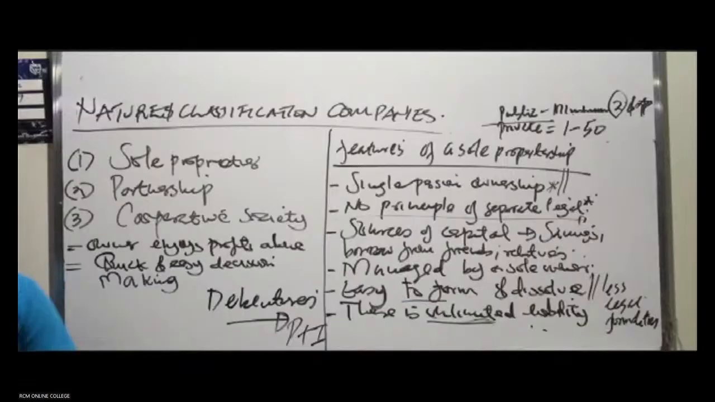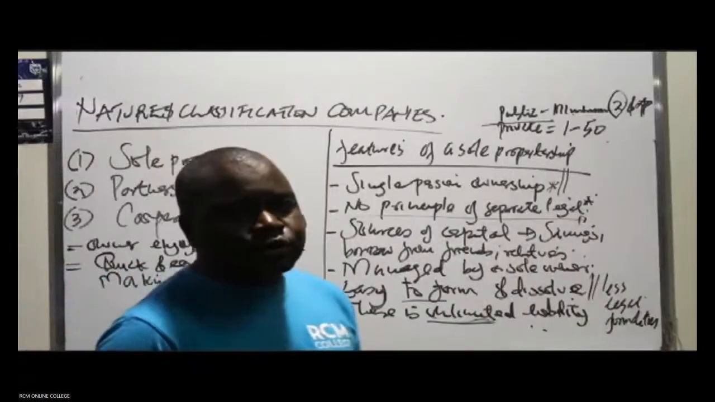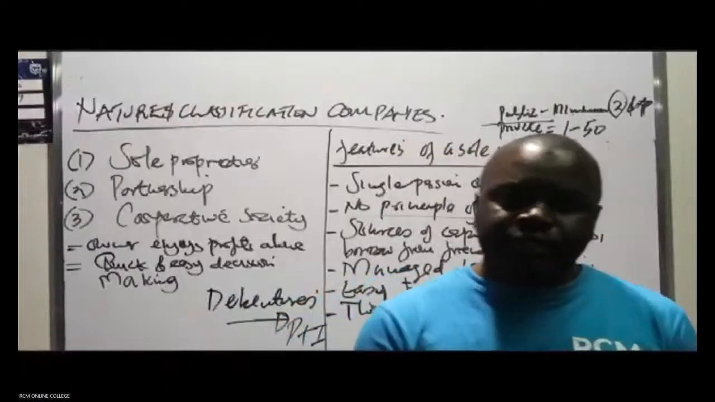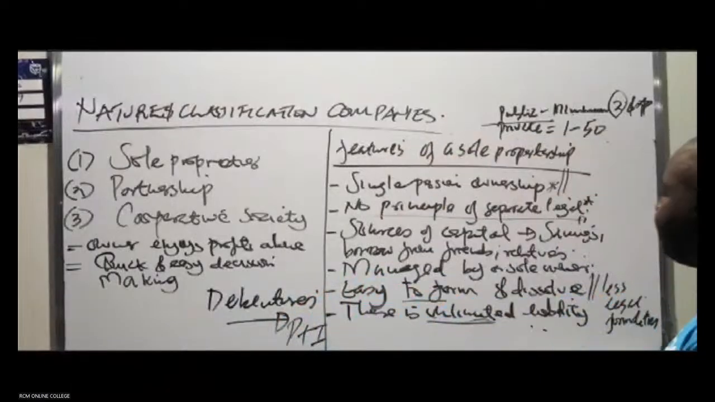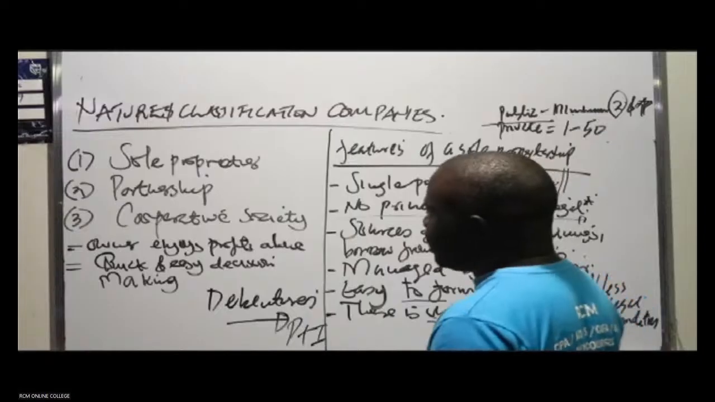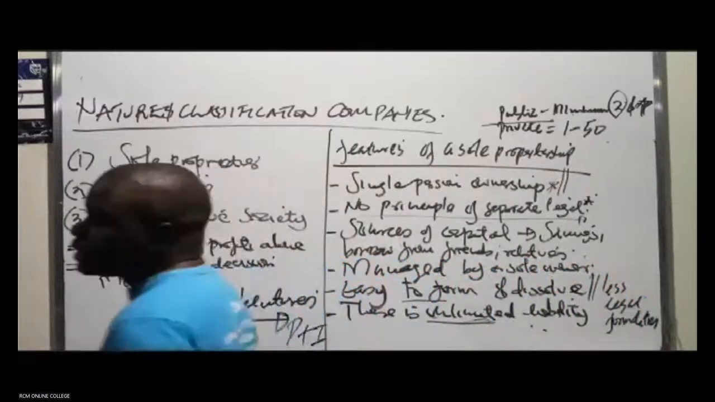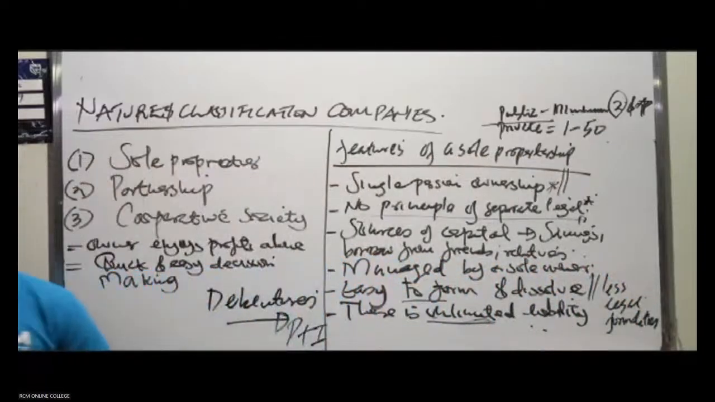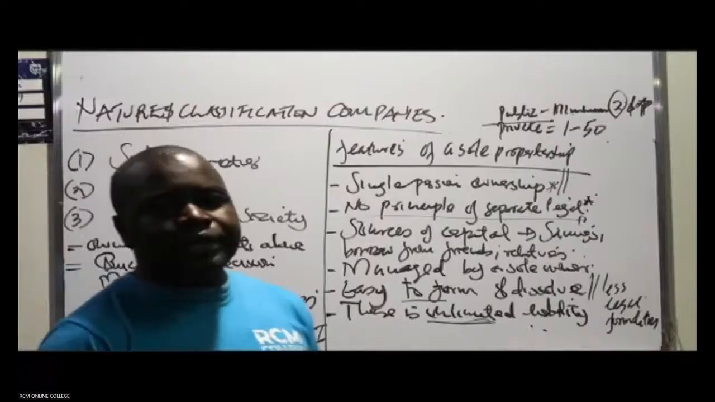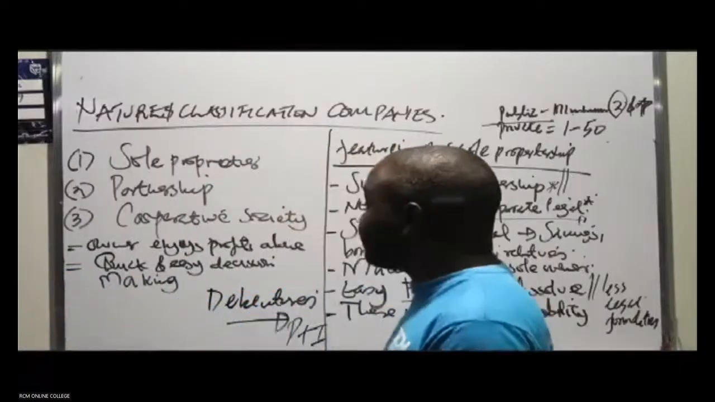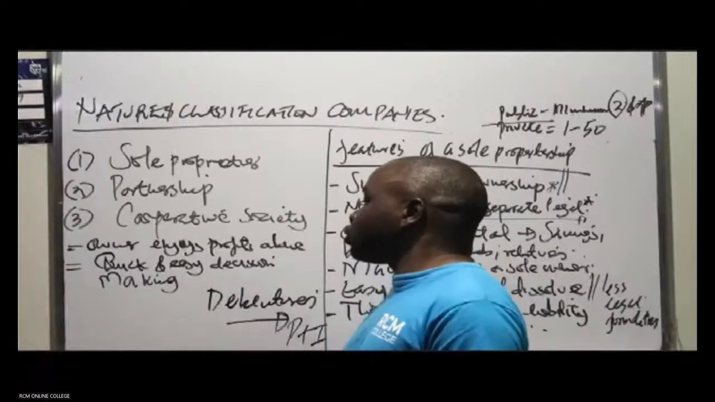Do you think it is quite easy for 100 people to make a decision? It is never easy. But compare this with a sole proprietor. A single person decides, today I'm going to sleep, I'm not going to open the business, and it can happen because he's the boss. No one can ask him questions. So it is very easy to make decisions in a sole proprietorship.